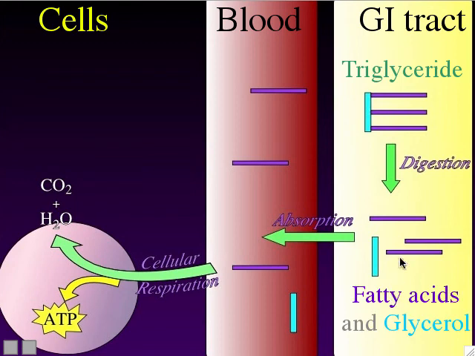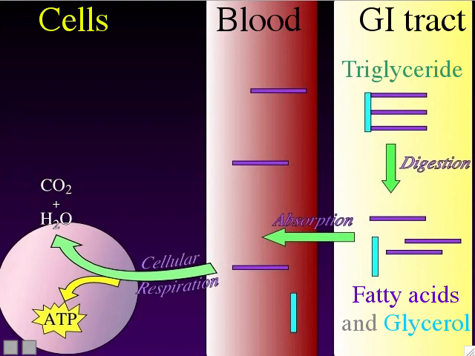Well, those are eventually absorbed into your bloodstream, and so that's what you see right here. The fatty acids in purple, and the glycerol in blue, from the digested triglycerides. And we're going to focus on what happens to the fatty acids, the metabolism of the fatty acids. Let's not worry about the glycerol. Okay, so what happens to those fatty acids?